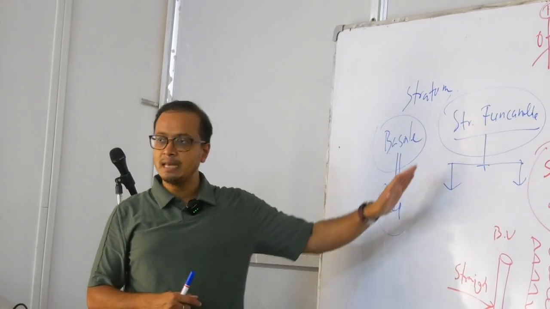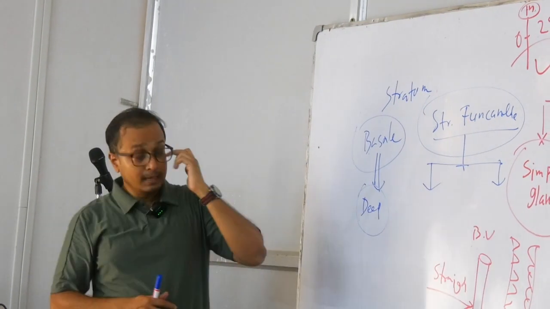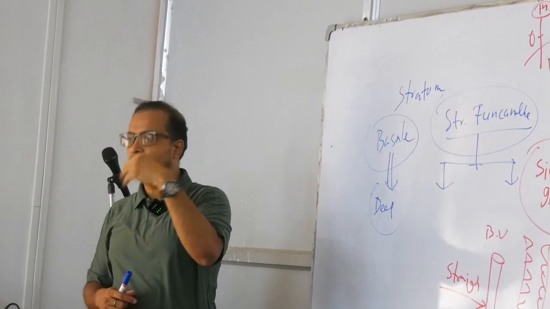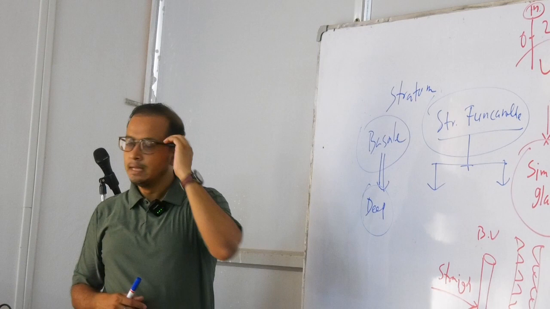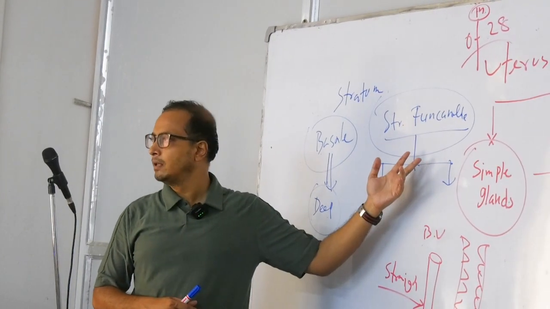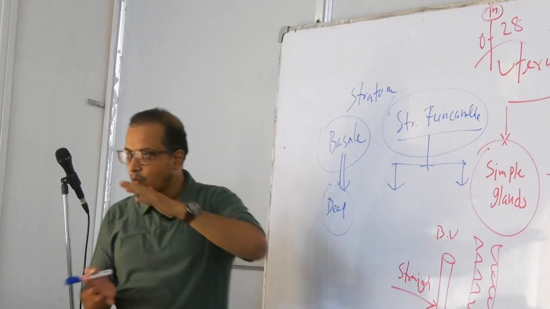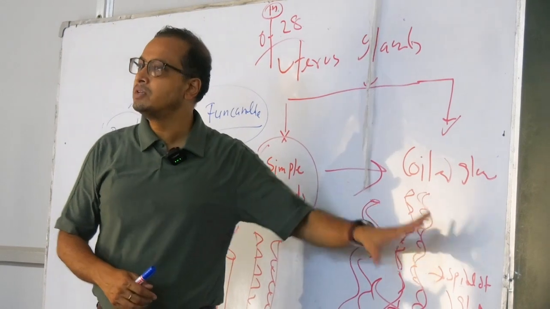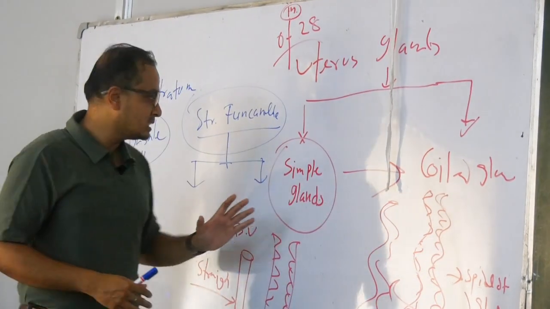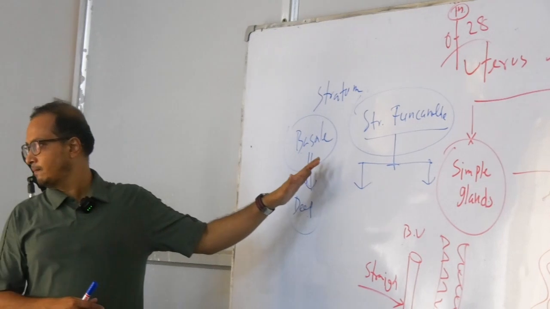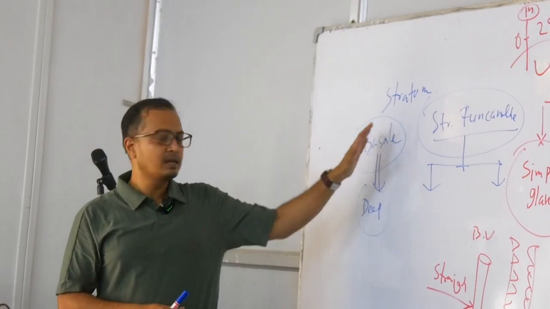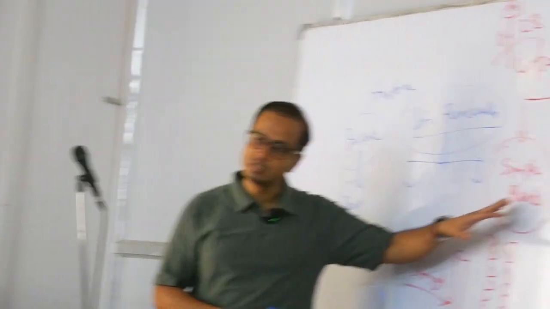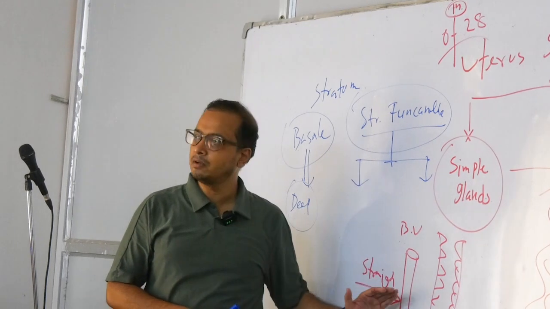Now, what is the importance of the stratum basalis and functionalis? The importance is the influence of the female hormones, progesterone and estrogen. They influence the stratum functionalis, which grows in size, and the coiling and supercoiling of the blood vessels and glands are visible in the functionalis zone, which is least affected in the stratum basalis. The deepest stratum basalis shows simple glands and straight arteries.